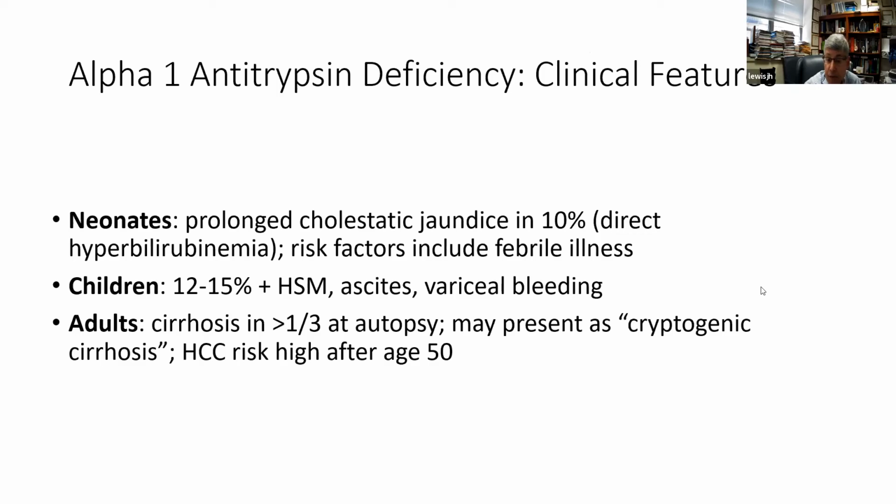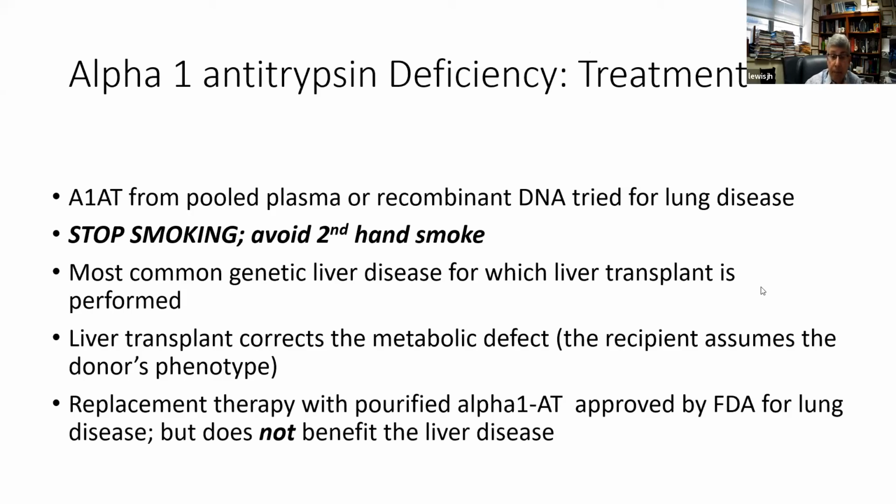Adults develop cirrhosis, which may be part of the cryptogenic cirrhosis, which we've often attributed just to NASH. Anybody who's got fatty liver cirrhosis that's considered cryptogenic, where we can't see the fat anymore, always check for alpha-1 antitrypsin because you may find it. They're at risk of liver cancer as well. Recombinant DNA therapy from pooled plasma is being used in some cases. Stop smoking. Secondhand smoke is also important. Liver transplant corrects the metabolic defect, just like Wilson disease.